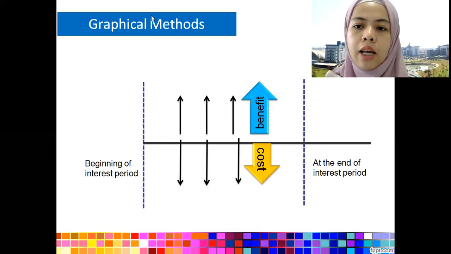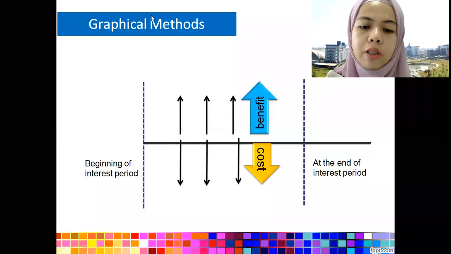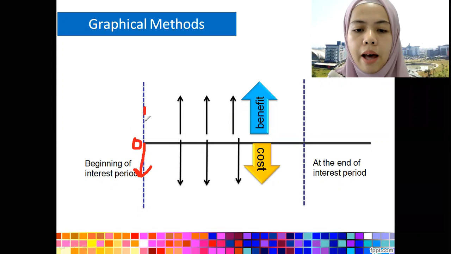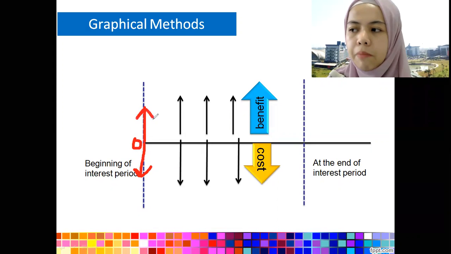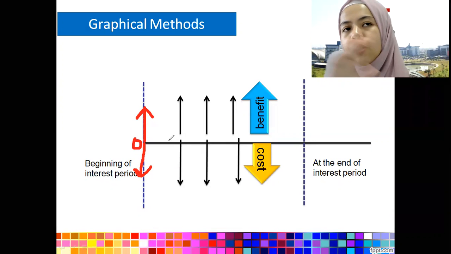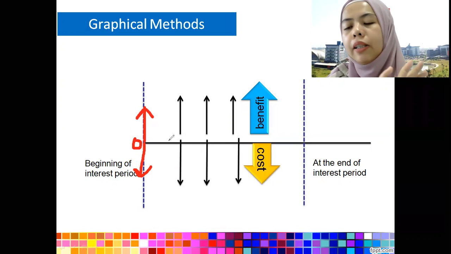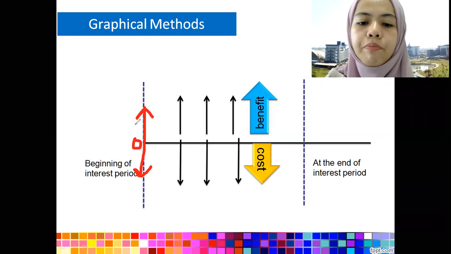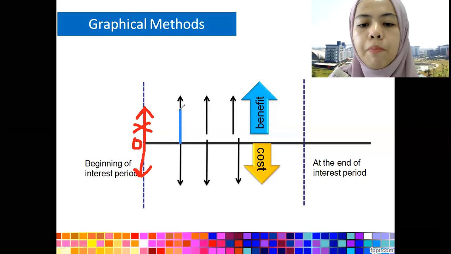Let's say you purchase a machine at the zero period. It doesn't mean you will have a profit at the same time. You have to wait. All the transactions will be written at the end of the period. It's very wrong if you put them at the same position. Just put it at the end of the period.